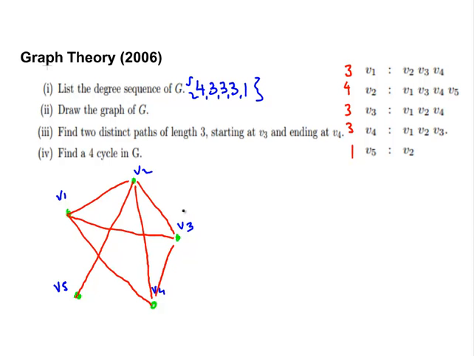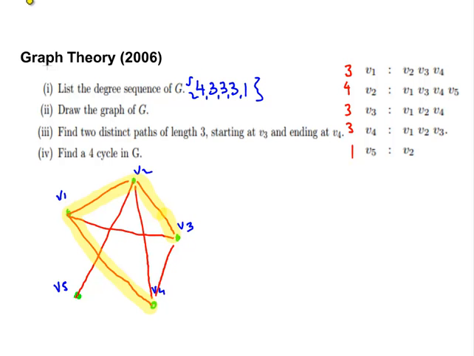Now, what we're going to do here is find two distinct paths of length 3, starting at V3 and ending at V4. So we're going to put in one path here. First off, it has to go in by here. So it can go this way, and down that way there, like that. So it goes on the edge from V3 to V2, then V2 to V1, and then V1 to V4.